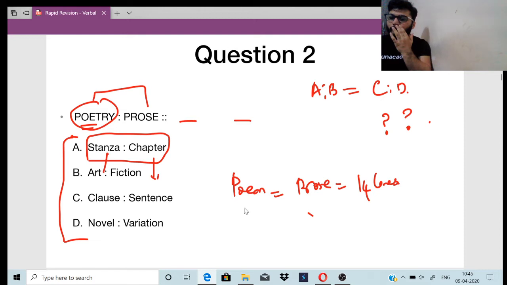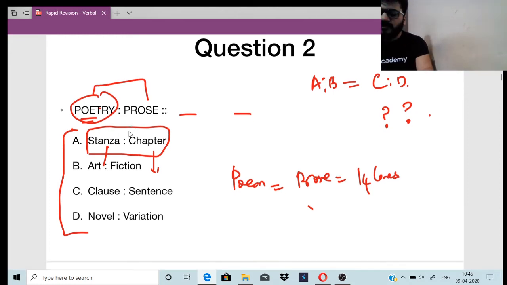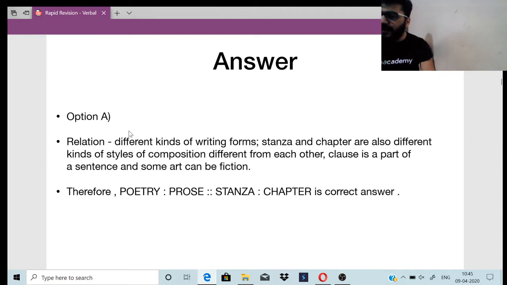So stanza ka matlab kya hai? It is basically a paragraph. So similarly, what will the chapter mean? It is a whole chapter. Okay, whole chapter. So what do we tell? In the chapter of any eminent person, this is an important stanza. Okay, in the chapter of Iron Man, this is a stanza, right? So that is what we call. So it is poetry and prose, stanza and chapter. Option A is the right answer. Clear everyone?